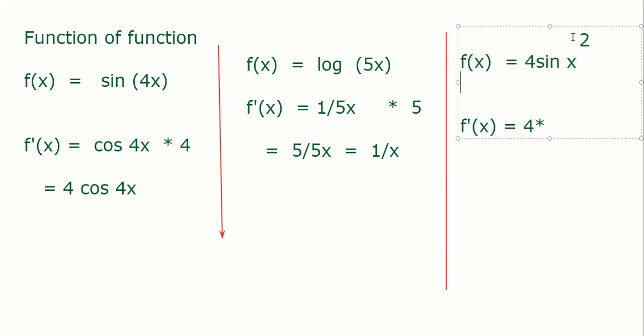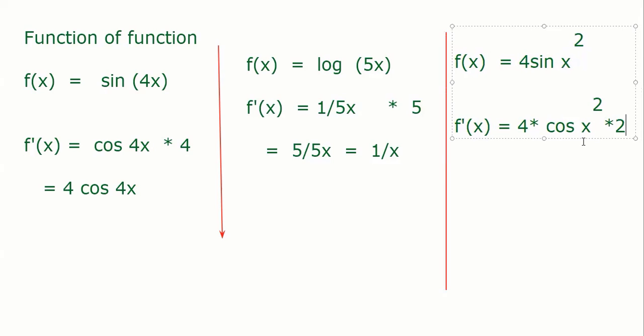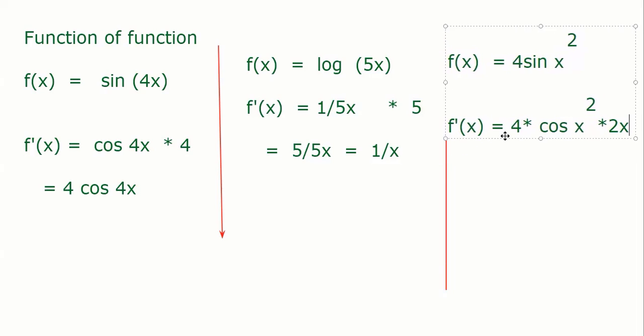You assume x square as one entity only. So what is the differential of sine x? Cos x. So it will be cos, my x is x square here. Cos x square. Now sine is done. What is remaining now? x square. What is the differential of x square? 2x. So you take function of function. My answer is 4 into 2, 8x cos of x square.